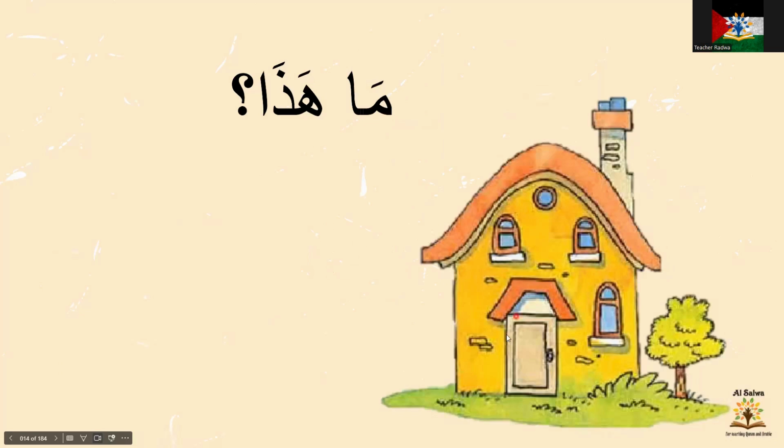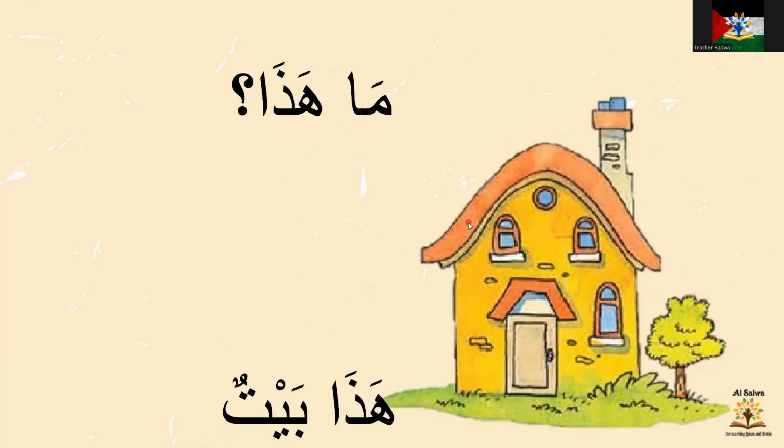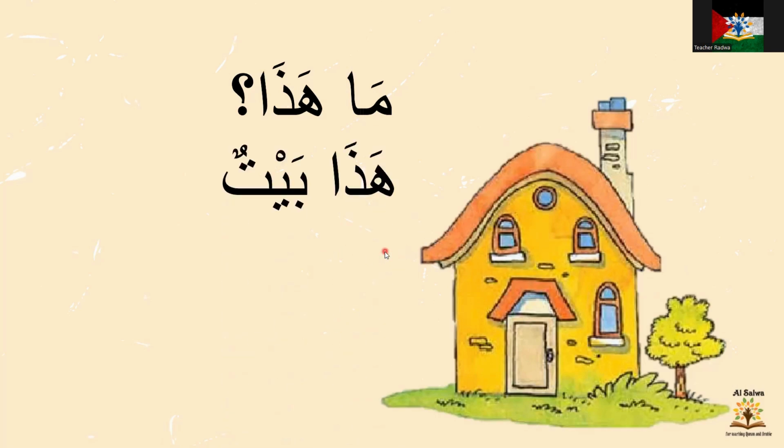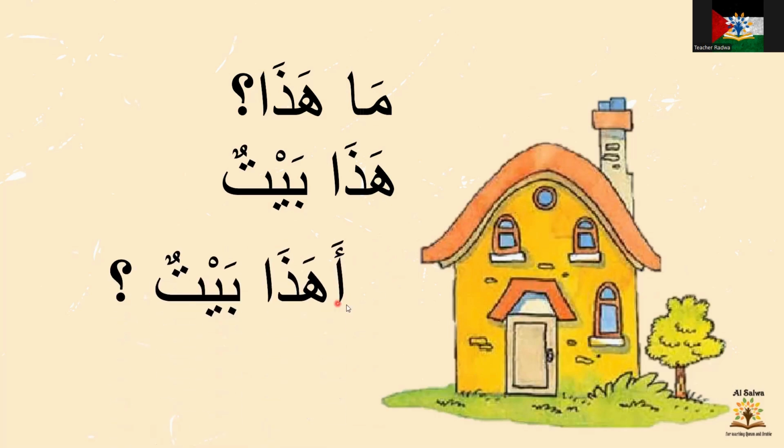This is a house. So if someone asks you, ما هذا? You say, this is a house. Can you answer that? Good job. هذا بيت. This is a house.